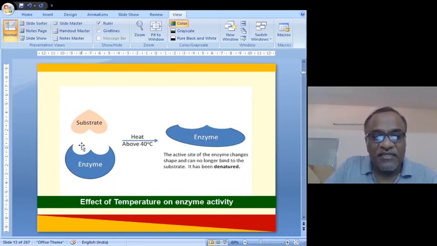You can see over here, this was the shape of the enzyme prior to heating, and now the enzyme has changed its shape. The active site of the enzyme changes shape. So that means we say the enzymes are denatured. The active site of the enzyme changes shape and can no longer bind to the substrate molecule.